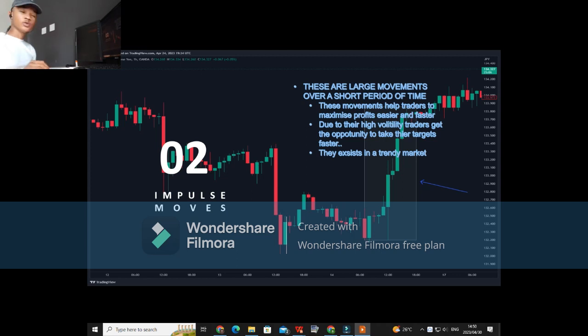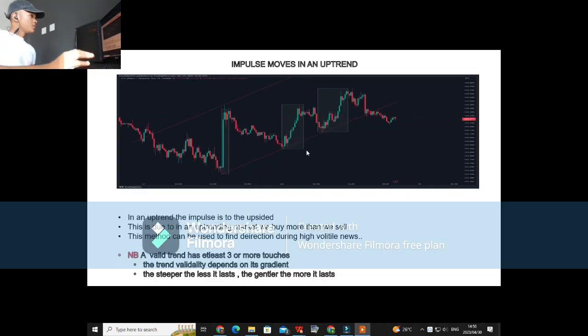Right? A trending market is when we have higher highs, higher lows, lower highs, lower lows, right? That's the trending market. So let's jump to the next slide, guys. You can see, impulse move in an uptrend. Let's hear what I said over here. In an uptrend, the impulse is to the upside, right?